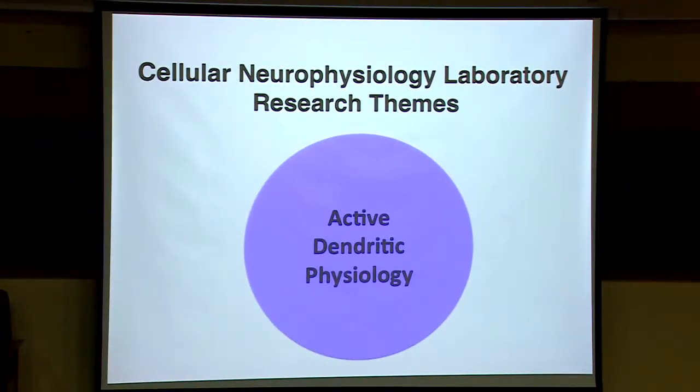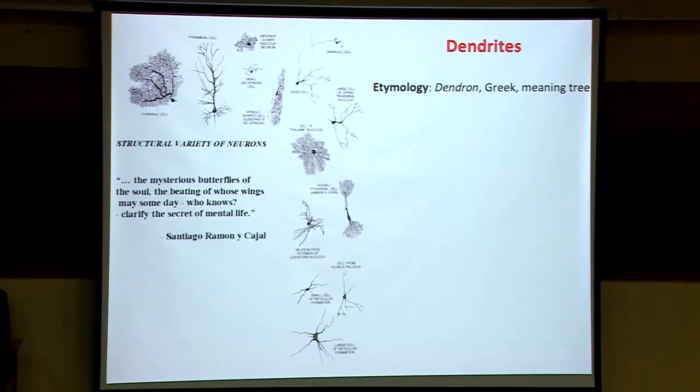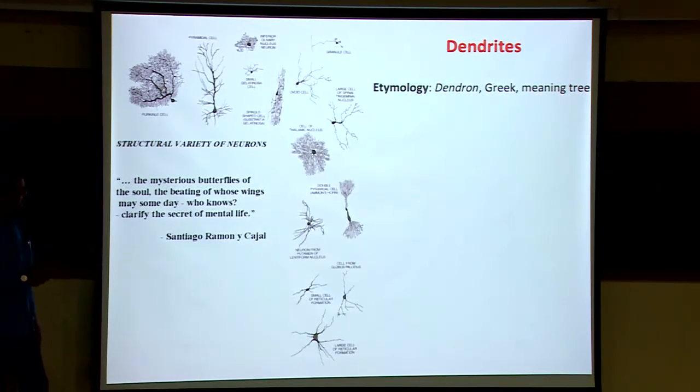So for today's lecture, as I mentioned, I would like to focus on active dendritic physiology, and I'll explain what I mean by active and what I mean by dendrites as I progress, because I thought I should keep the talk much more general in that sense. So the word dendrites comes from the Greek word dendron, which basically means tree. Right? So that's the name of this particular structure that we are going to be talking about.